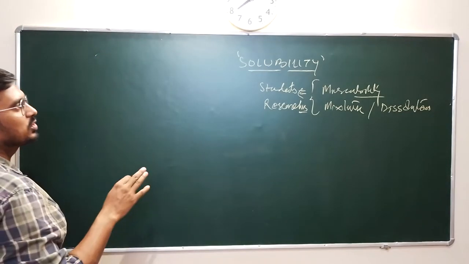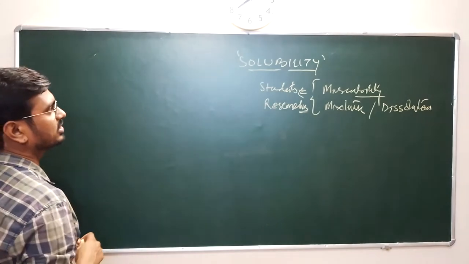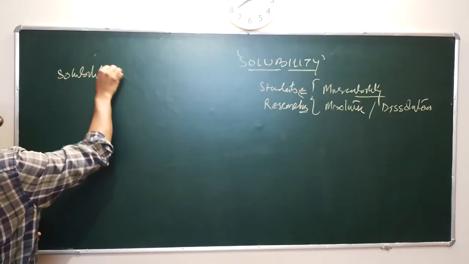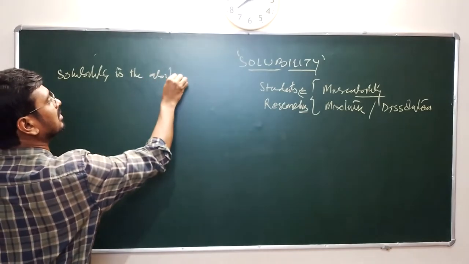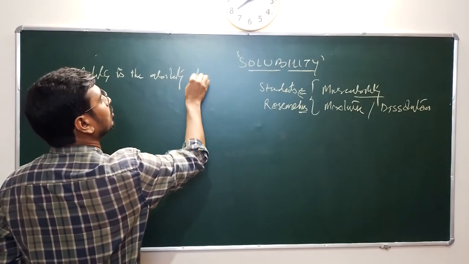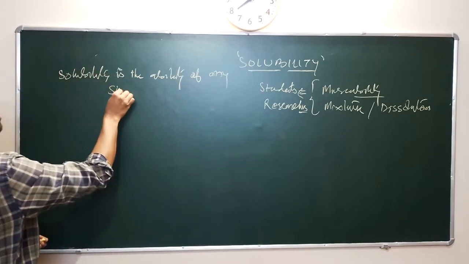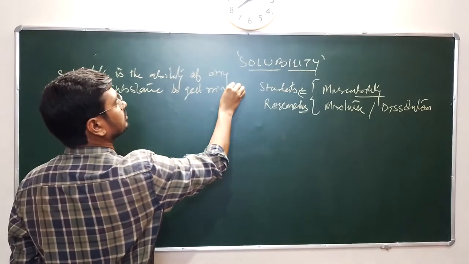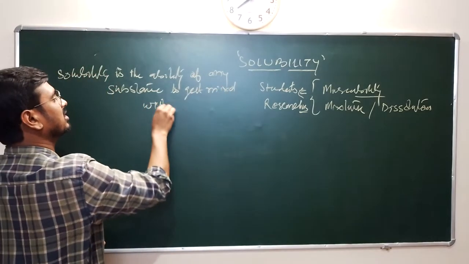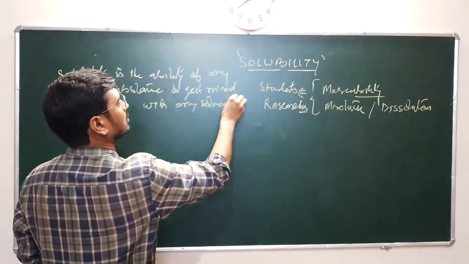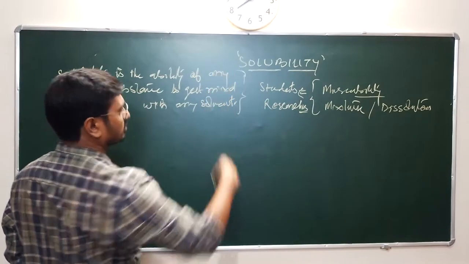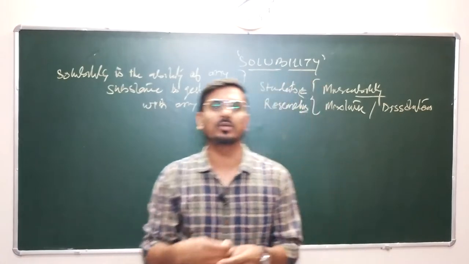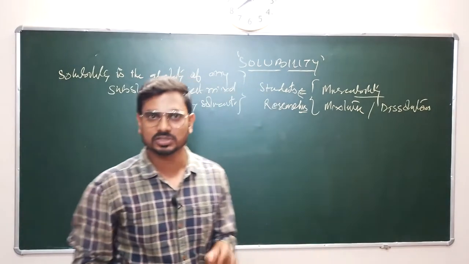So let me write down solubility and its types. Solubility is the ability of any substance to get mixed with any solvent. So this is basically the ability on the part of a solute or substance to get mixed or dissolved in the substance in which it is subjected to dissolution.